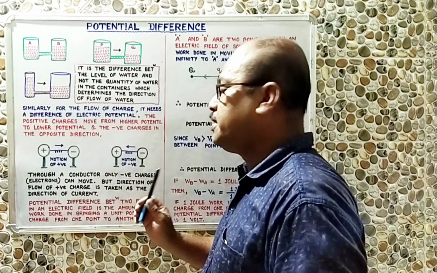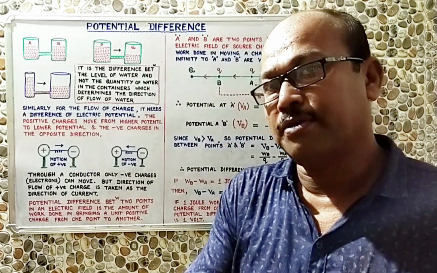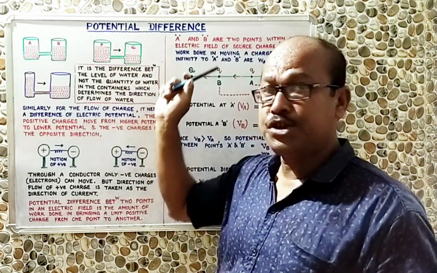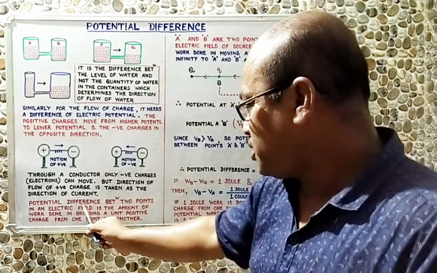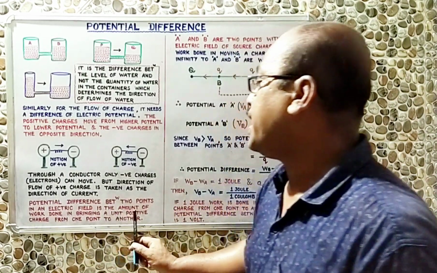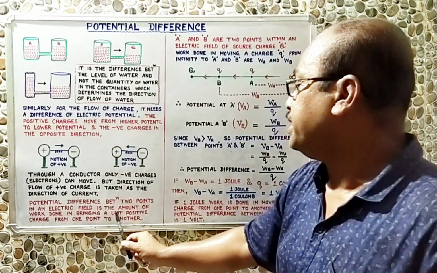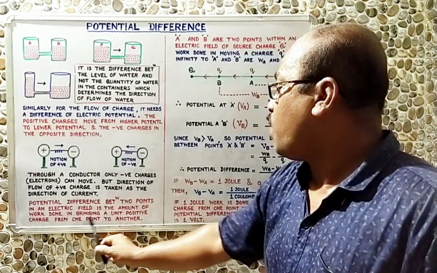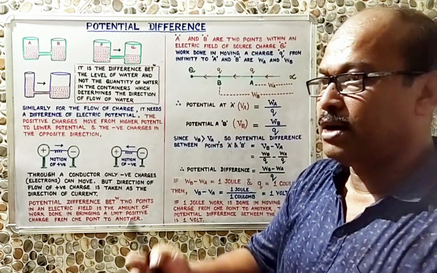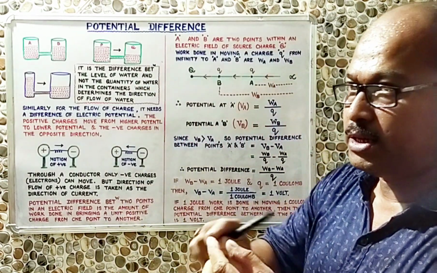What is potential difference then? In our previous class we have come to know what is electric potential, but now our topic to discuss is potential difference. Potential difference between 2 points in an electric field is the amount of work done in bringing a unit positive charge from one point to another within the electric field. So it is almost similar to the electric potential. You see, there is a difference.